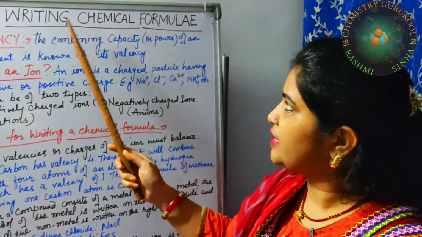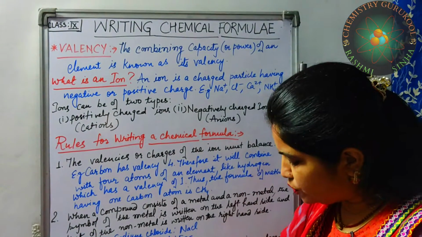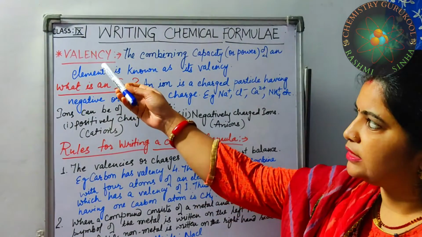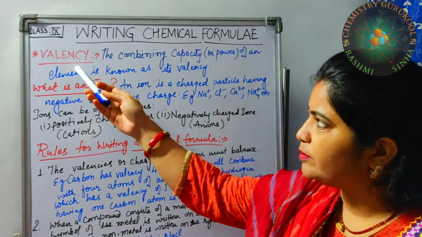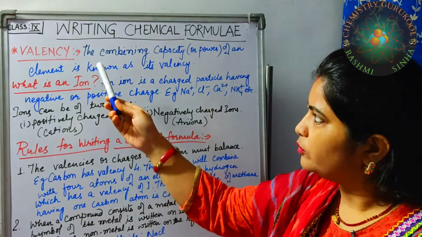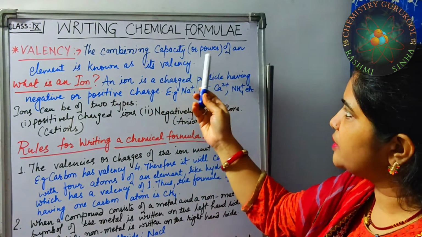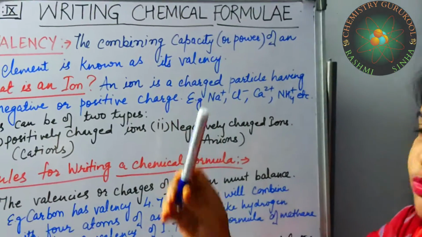Our topic is writing chemical formula, but before that, students, you should know about valency. This term you will study in the next chapter, but I will explain a little bit here what valency is. Valency is the combining capacity or power of an element.